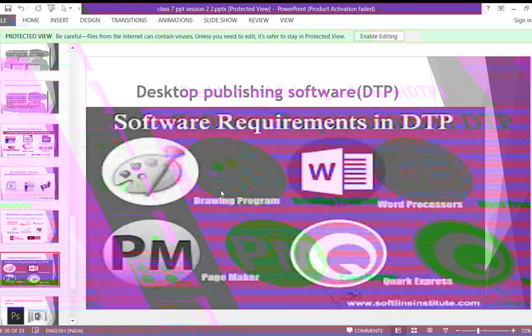Okay, so next we will see desktop publishing software. So here, what do you mean by desktop publishing software?